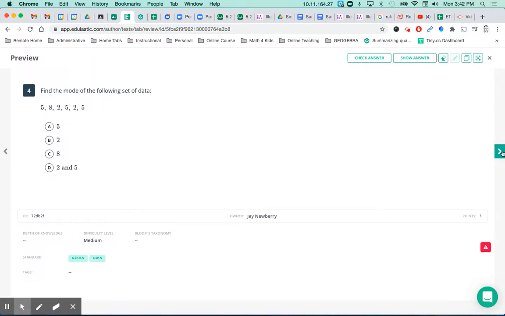Okay, number 4, find the mode. This is the one that is occurring most often. Again, I would recommend writing them smallest to largest. It'll be easier to identify how many there are of each one.